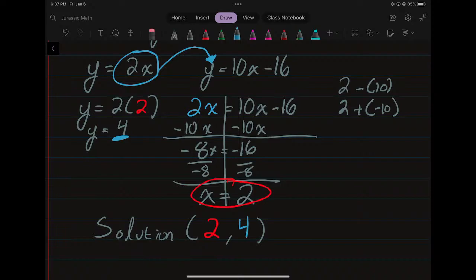And now we're going to move on to the second level. Once again, if you have any questions, just send me a quick message on Remind, and I'll be more than happy to help you.